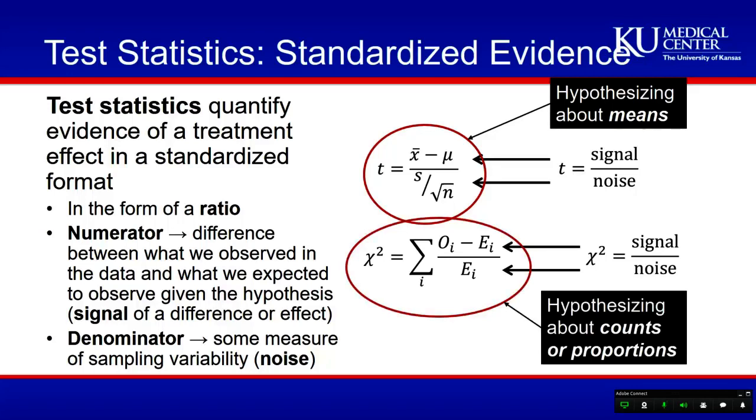The chi-square, I told you I would show you that statistic. Notice it looks a little bit like the T. It's still a signal-to-noise ratio, and that's useful when we're hypothesizing about count data or proportions. So proportions happen when I'm interested in comparing, for instance, the number of patients who respond under treatment A to the number of patients who respond under treatment B.